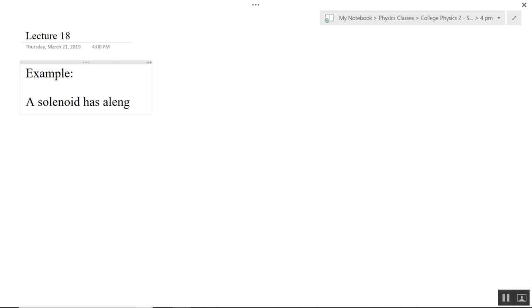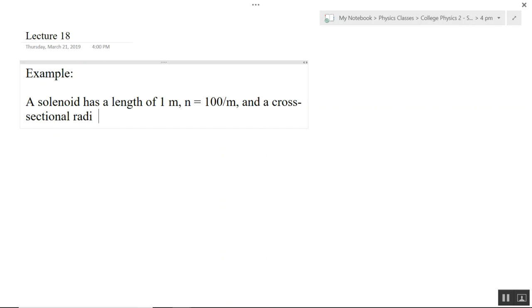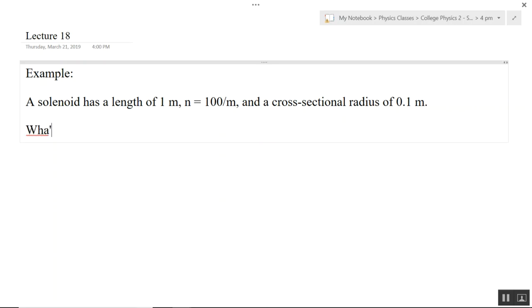So a solenoid has a length of 1 meter. The turns per meter is 100 per meter. That means every meter is 100 turns. And it has a cross-sectional radius of 0.1 meters. So the question is, what's the inductance of the solenoid?